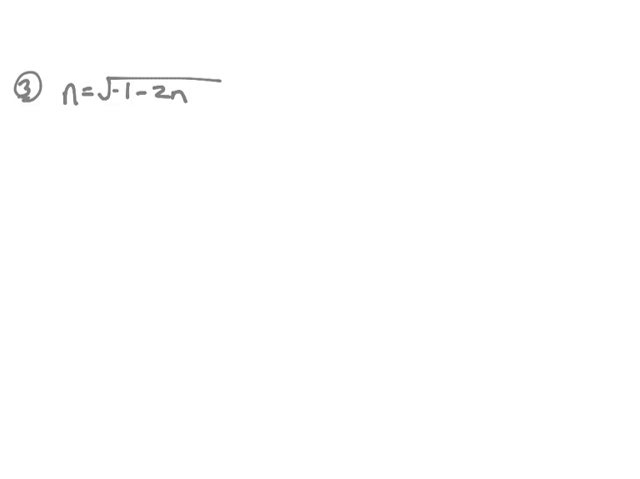Alright, let's go ahead and take a look at one last example here. First step is to make sure there's nothing outside the radical, which again, there's nothing outside this radical. So we're going to go on to the second step, which is to square both sides. If I square the n, I get an n squared. And if I square the square root of negative 1 minus 2n, I get a negative 1 minus 2n.